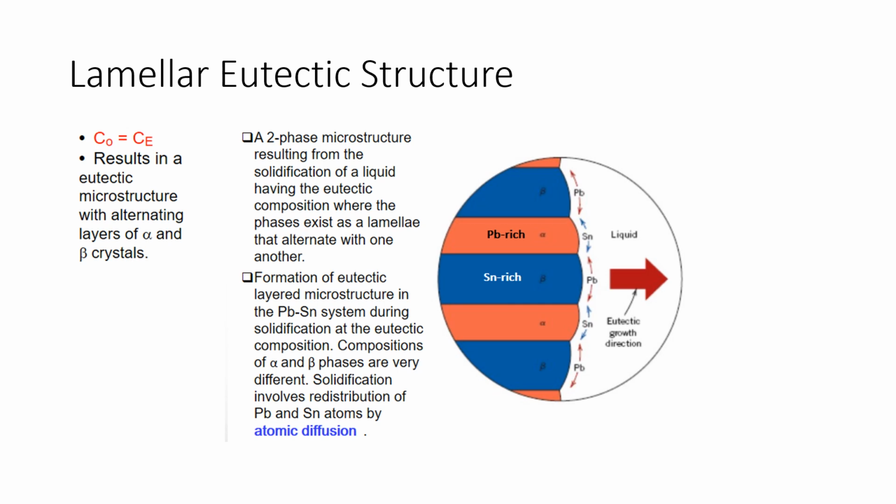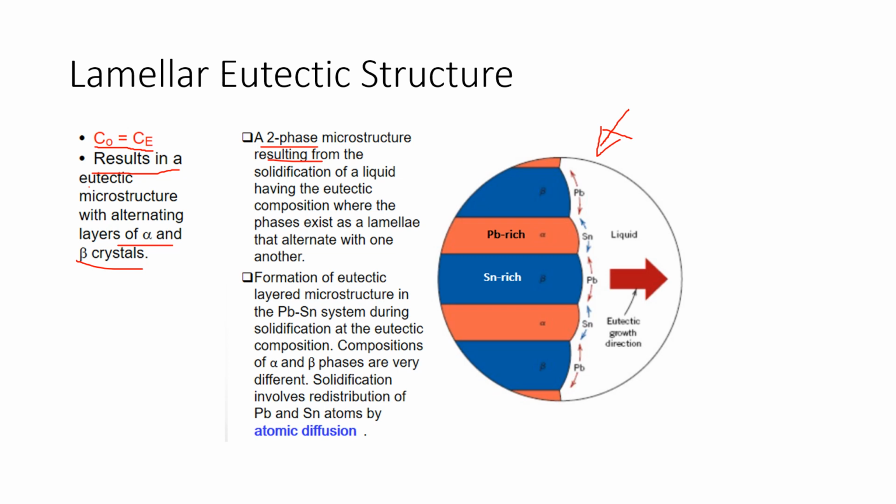Lamellar eutectic structure. In the previous slide, the alloy is cooled down from a temperature of 250 degrees centigrade at the eutectic composition, 61.9% by weight. Upon cooling and crossing the isotherm temperature, this results in the eutectic microstructure with alternating layers of alpha and beta crystals, which is called the lamellar eutectic structure, a two-phase microstructure. This is the magnified grain structure of the lamellar structure.